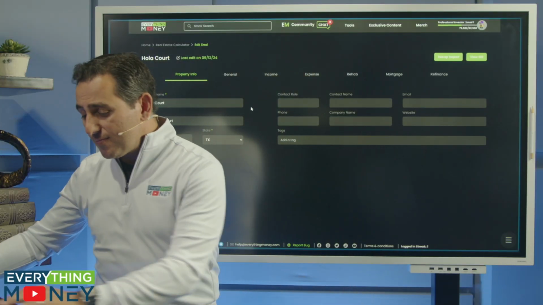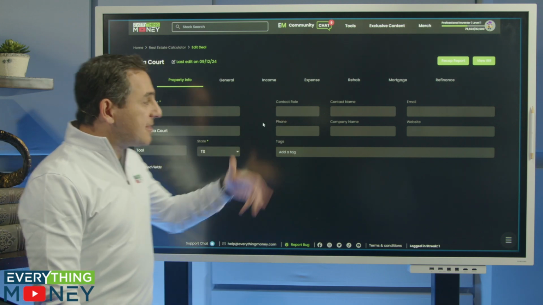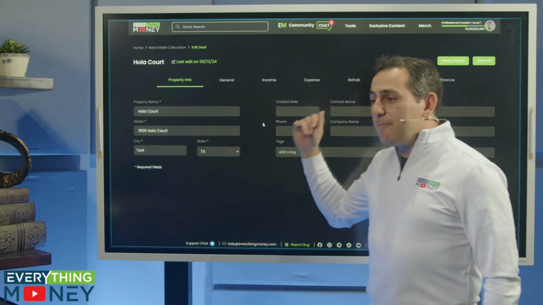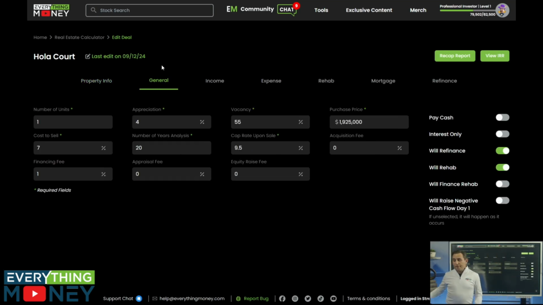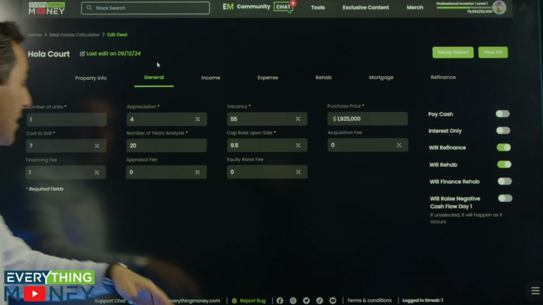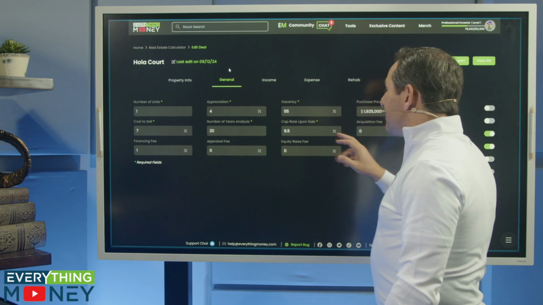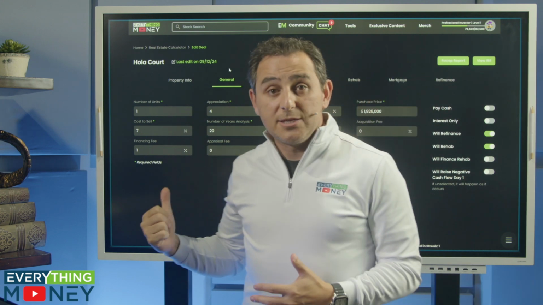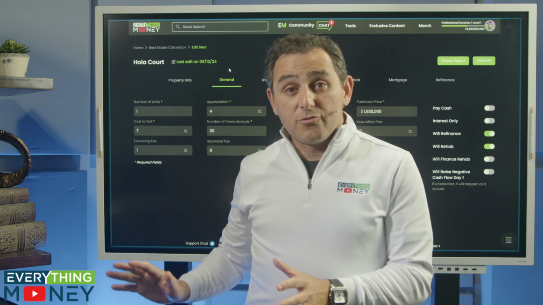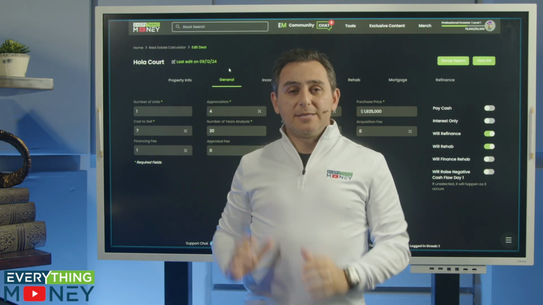So I made it very simple. First page, you enter your property information. You'll see this: address, state, contact, rules, all these things, very simple. Then you go to the next page, general information: how many units, appreciation rate, vacancies, purchase price, cost to sell, years of analysis, and any fees you have along the way. Now, there are more intricacies to this page, and I'll get into them in other videos, but the point is I wanted to keep it simple: page to page, you input the data.